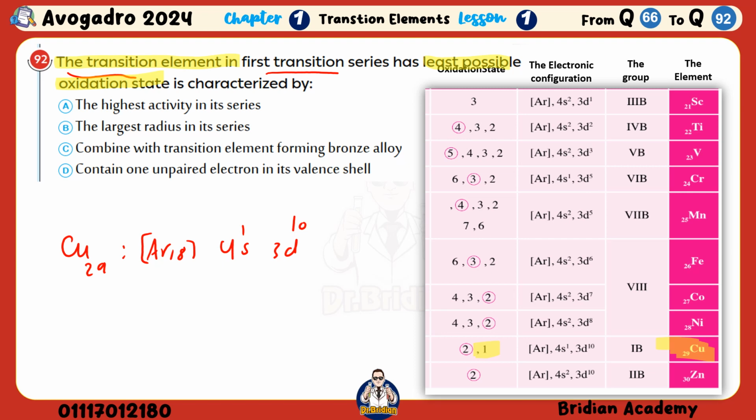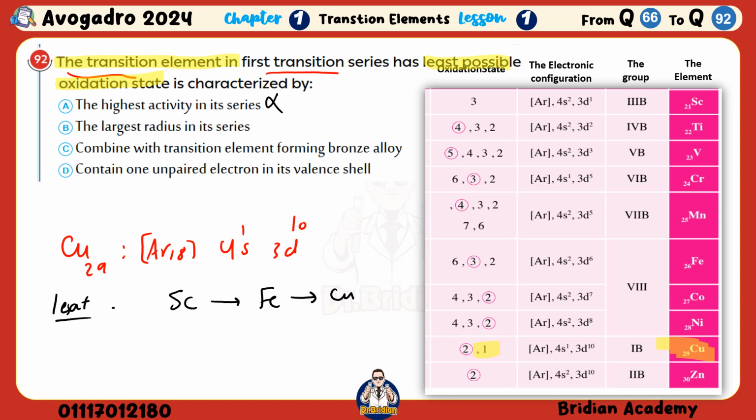He referred to the highest activity and the radius and other choices. The highest activity in the series? No, it is the least activity. Copper 29 is the least one in activity, because the arrangement of activity descends from scandium, then iron, then copper. So it's the least one, not the highest one. So choice A is incorrect.